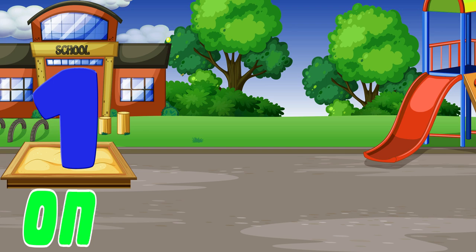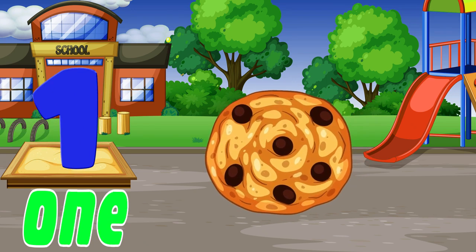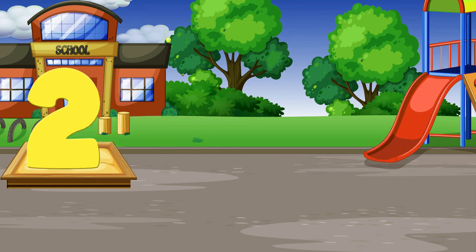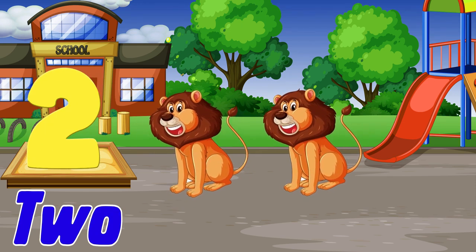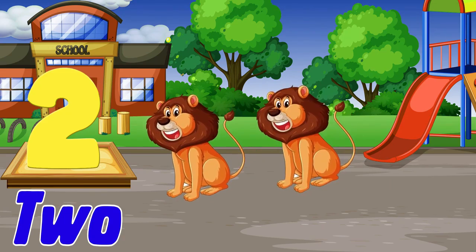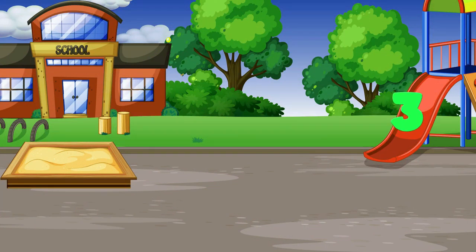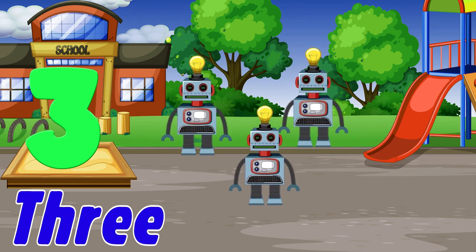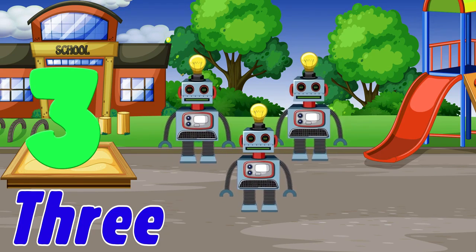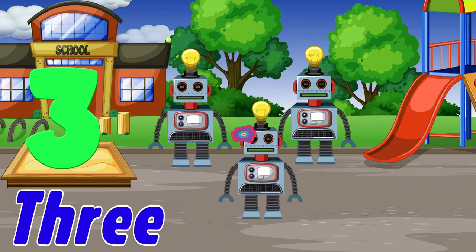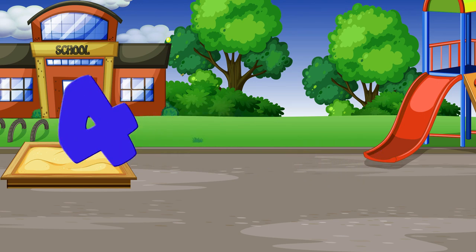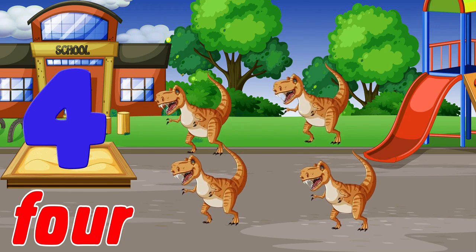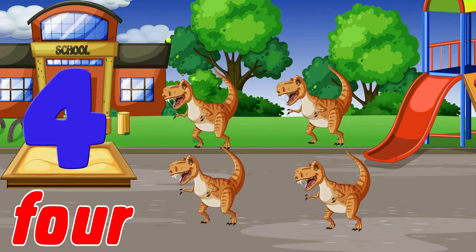This is number one. There is one cookie, so delicious. This is number two. There are two lions. One and two. Here we have number three. There are three robots. One, two, and three. This is number four. There are four dinosaurs. One, two, three, and four.